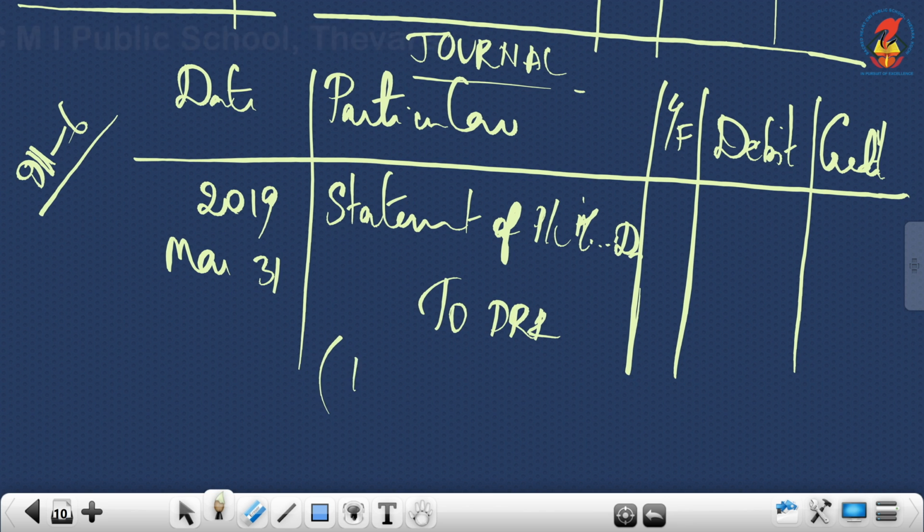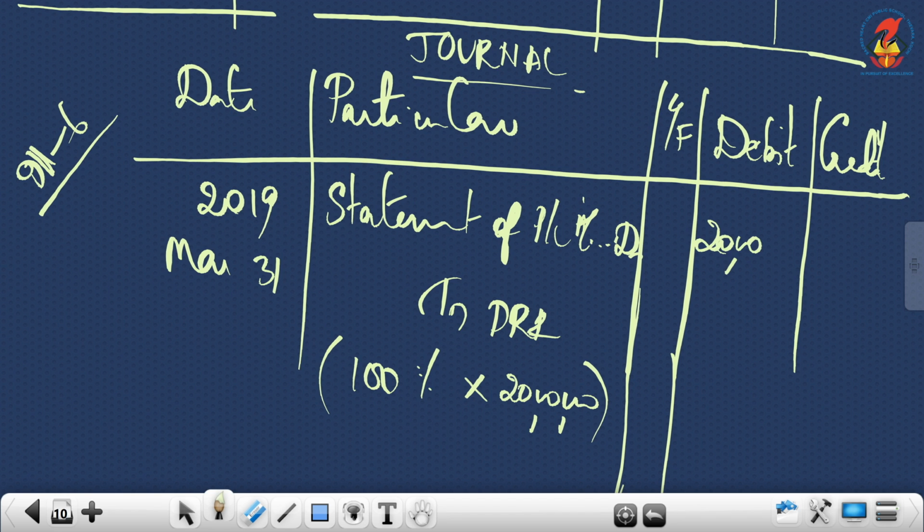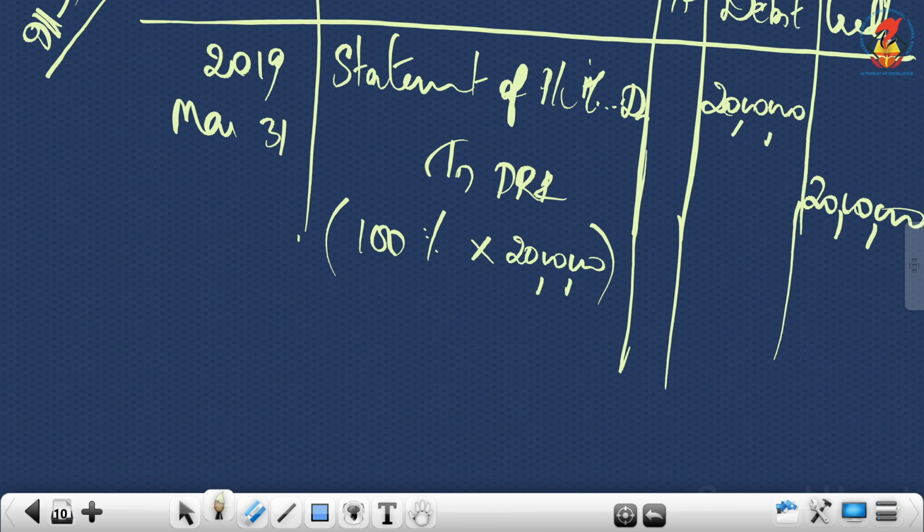Okay, and how much you are going to transfer? 100% of your total face value, which is 20 lakhs. So 100% means the same amount. Entire amount 20 lakhs will transfer to DRR. So first step is over.